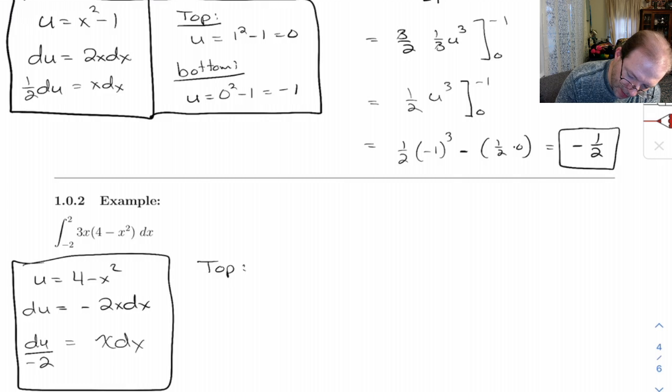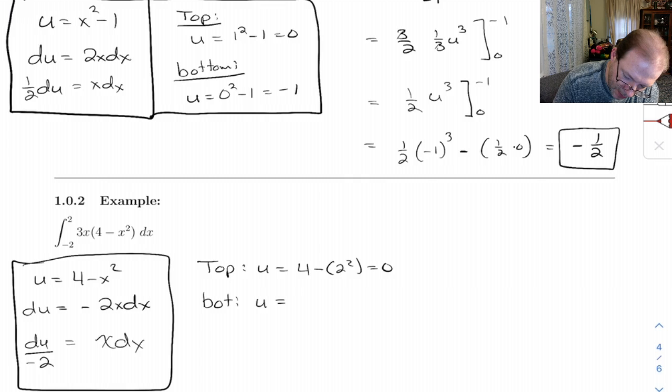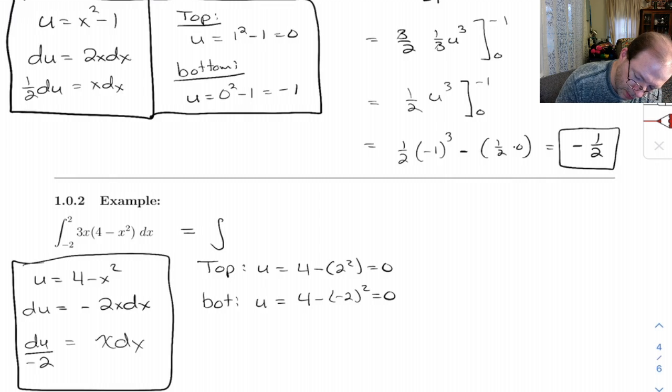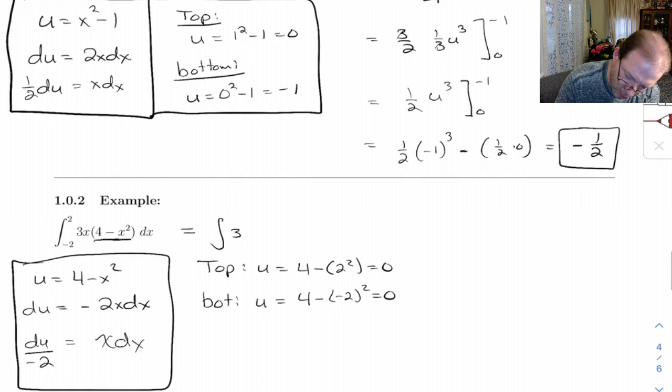All right, for the top, my endpoint is going to be 4 minus 2 squared, which is 0. And on the bottom, I get 4 minus negative 2 squared, which is also 0. So notice what this turns into. The 3 stays. This becomes u.